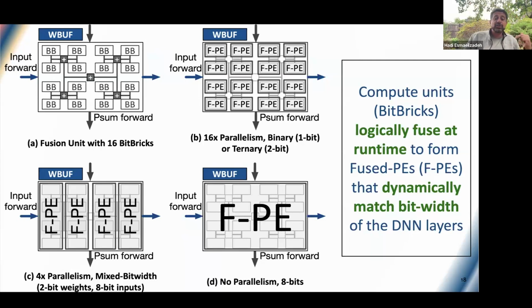If your inputs are 2-bit by 8-bit, dynamically at runtime, and I think it takes just one cycle, they will reorganize themselves and pose logically as four 2-by-8-bit multipliers. Or if you need even 8-bit by 8-bit multiplication, I'll compose all of them logically and give you one 8-bit by 8-bit multiplication. So in the architecture, I'm providing this bit fusion capability that dynamically, with low runtime overhead, matches the bit width of the DNN layers.